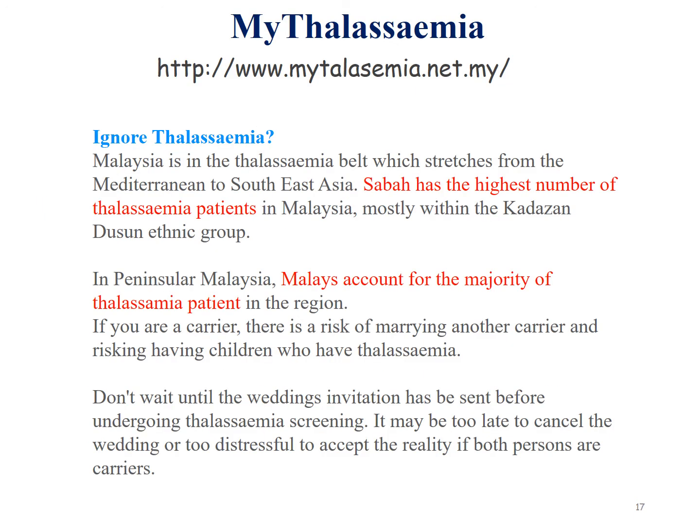For more information, please refer to this website produced and maintained by the Ministry of Health of Malaysia. And it is particularly important if you're going to get married and have children in future. So for example, with different people, different races, you will get different prevalence of thalassemia. Now, for example, Sabah has the highest number of thalassemia cases in Malaysia, while in Peninsular Malaysia, Malays account for the majority of thalassemia. So if you yourself are a carrier, there could be a risk in marrying another carrier and risking having children who are patients of thalassemia. So you have to decide based on your knowledge of the genetic makeup of both parents.